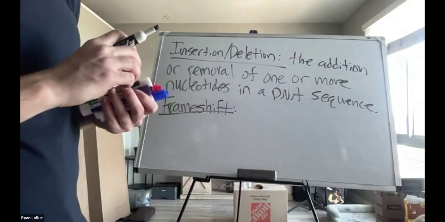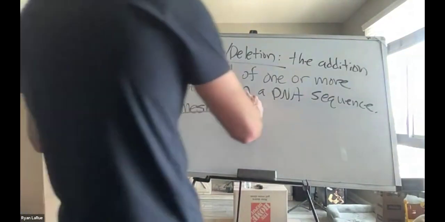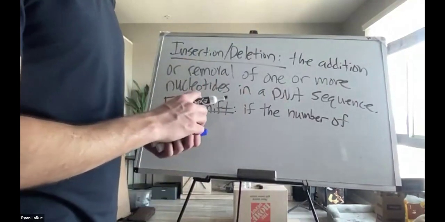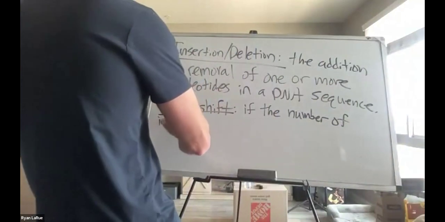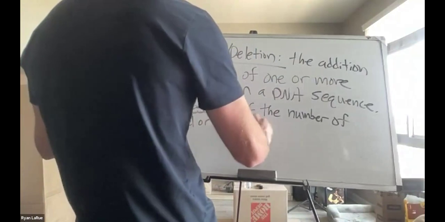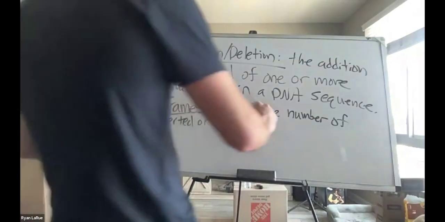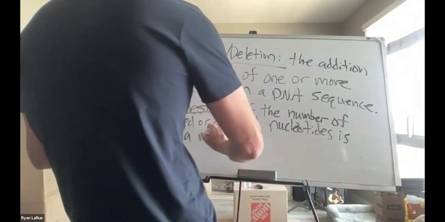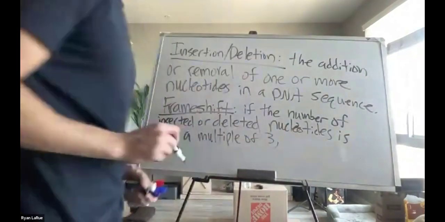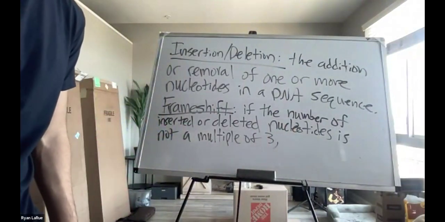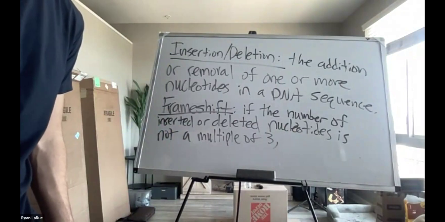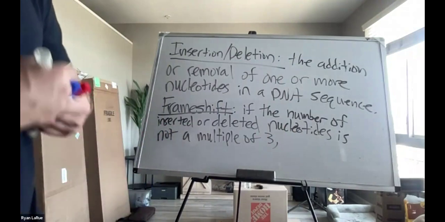And so to define this, we can say if the number of inserted or deleted nucleotides is not a multiple of 3, it causes a shift in the reading frame.